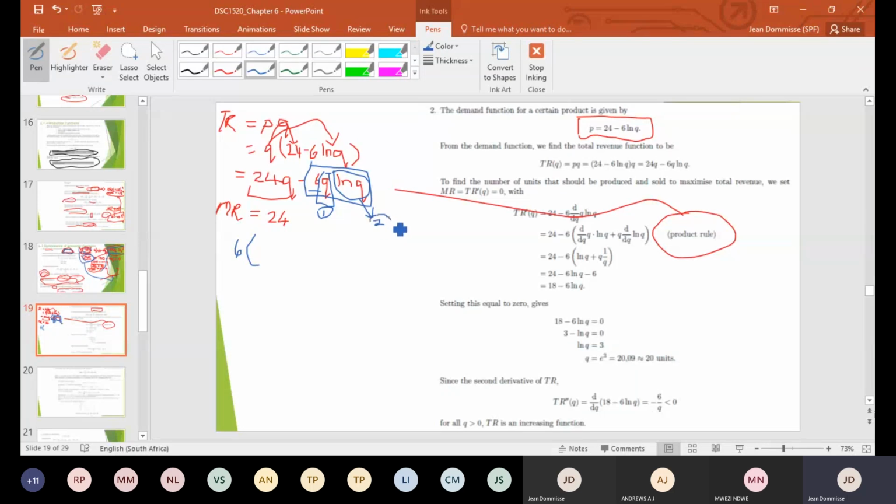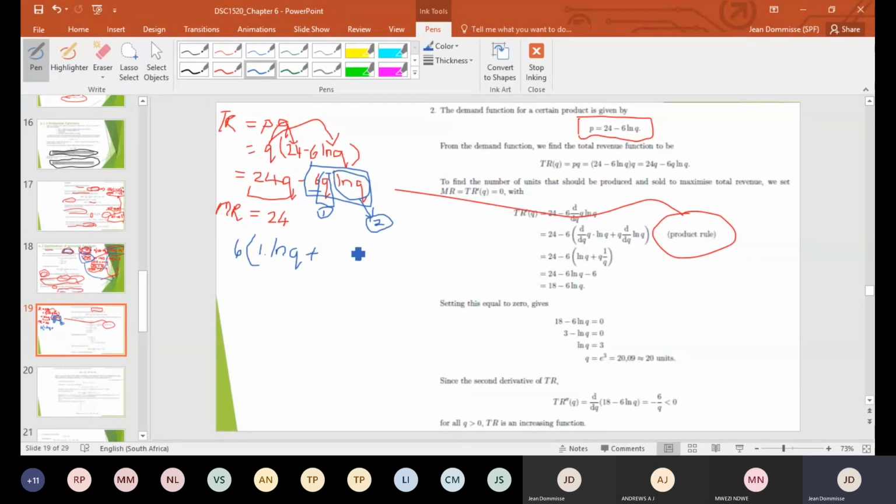So then, by using the product rule, and I think that's important, identify the first one that you work with, identify your second one. So from the rules, we take the derivative of the first one. Derivative of q is 1. And we multiply it by the second one, which will be your ln q.